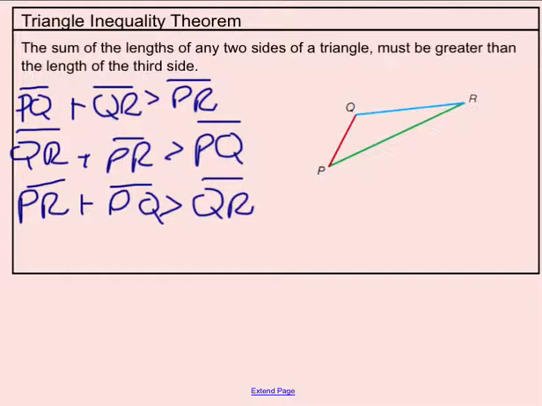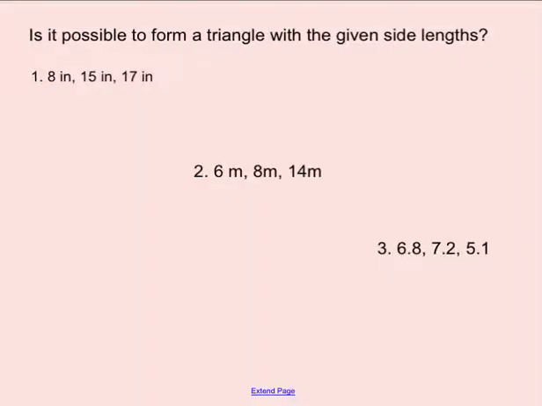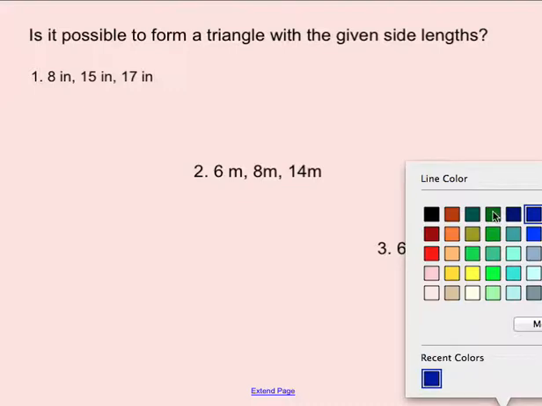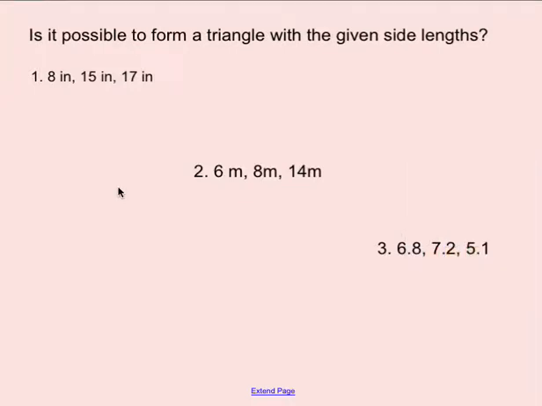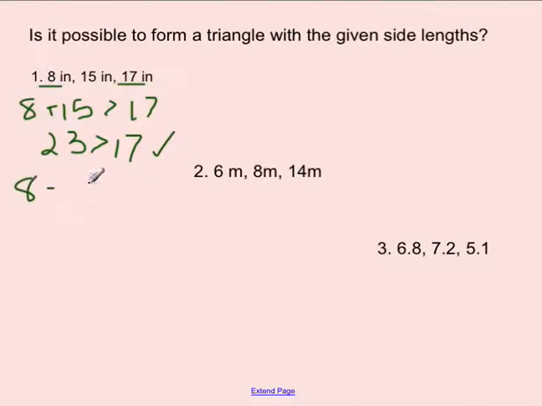For number one, let's see if this is a triangle. What we're going to do is add the lengths of the two sides. Let's do 8 plus 15. That needs to be greater than 17. Well, 8 plus 15 is 23. 23 is greater than 17. Check. Yes, that works. Now let's do 8 and 17. So 8 plus 17 needs to be greater than 15.